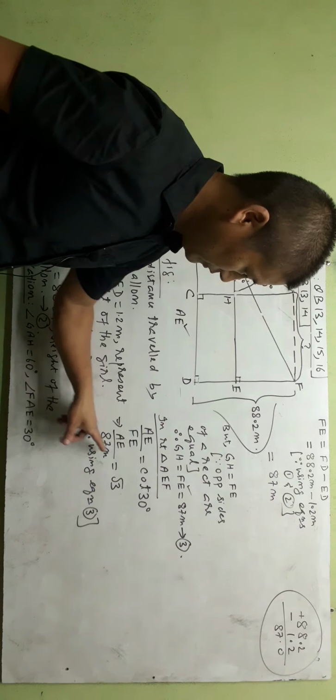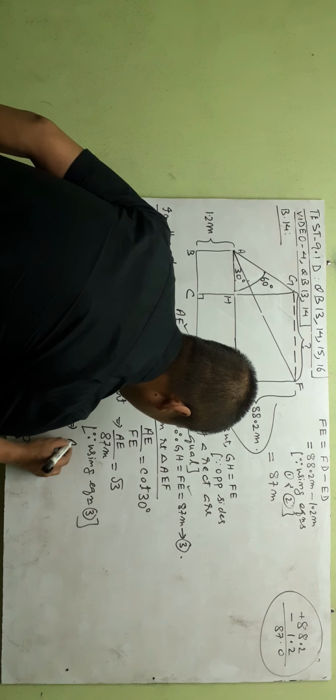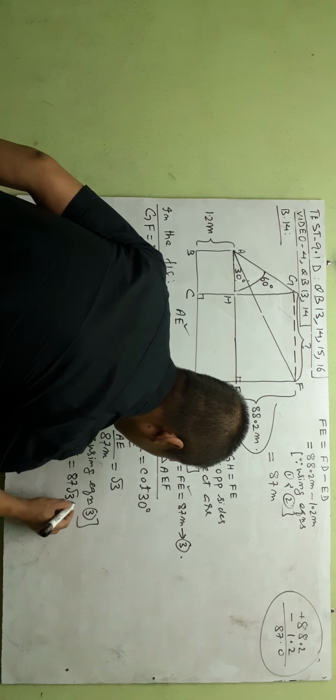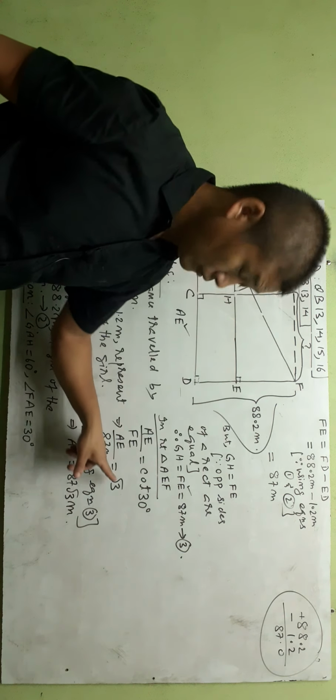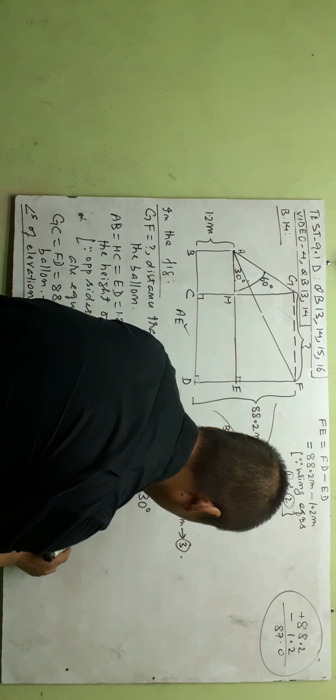Here FE is coming from equation number 3. That's what we mean to say. So here we get AE equal to 87 root 3 meter, because if you shift this, it will go up, right? So that is your first one.